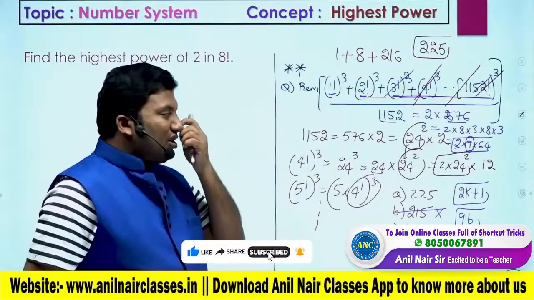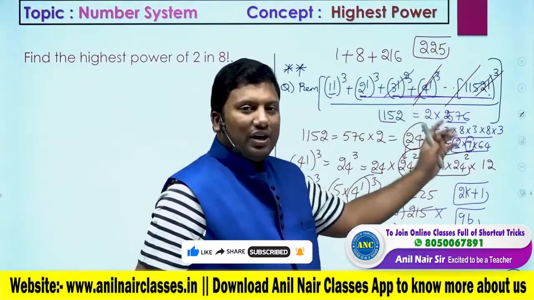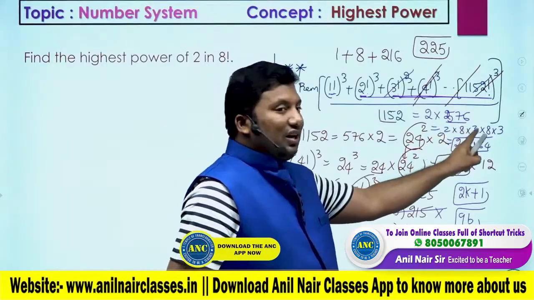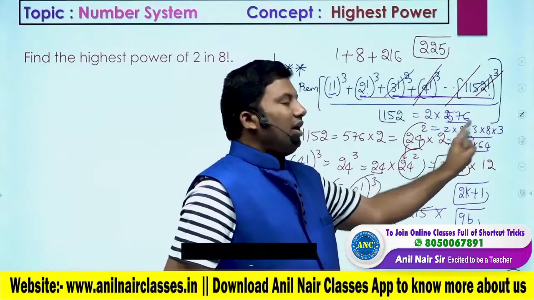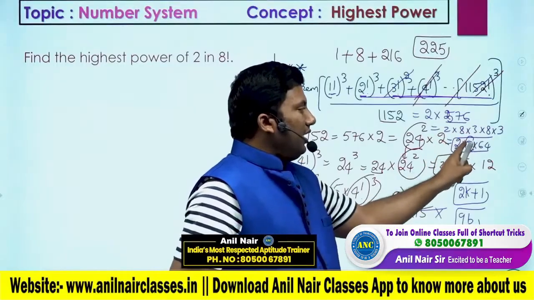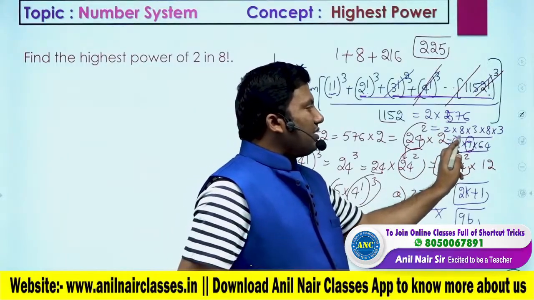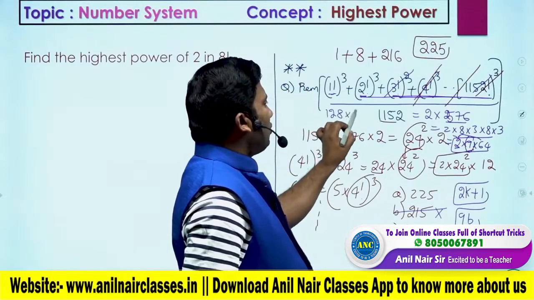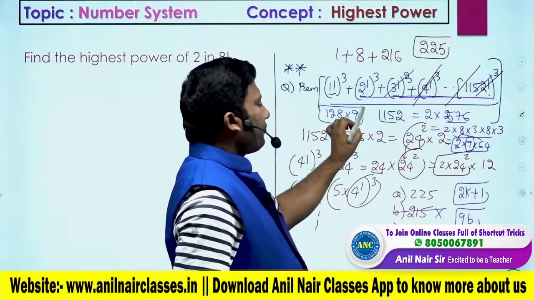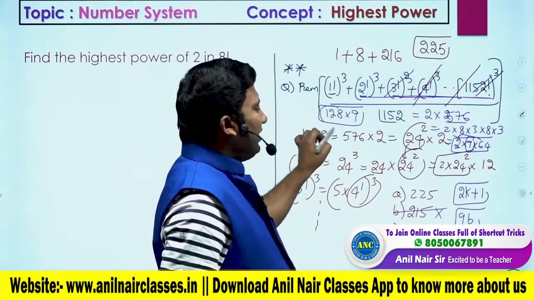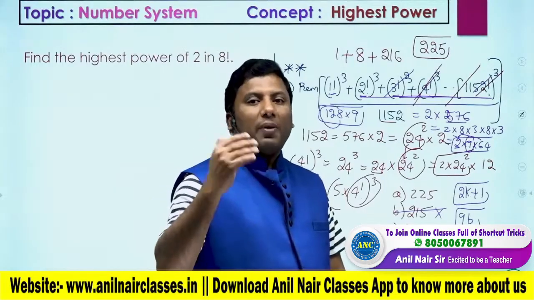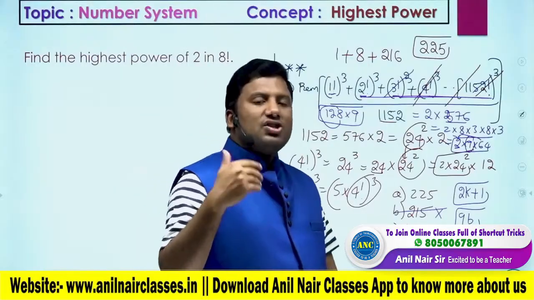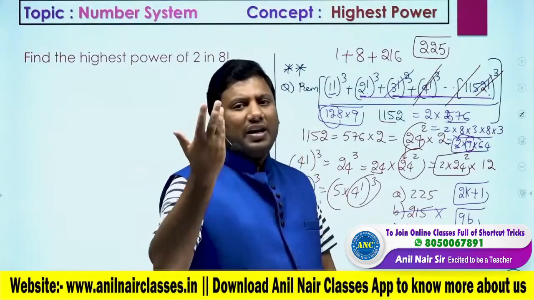In case this logic does not strike, 1152 is 2 into 576. 576 is 24 square, 8 into 3, 8 into 3. 3 into 3, it is 9. So you can do it as 128 into 9. Just to check, 128 is 2 power 7. Last 7 digits should be divisible by 128. If a number is not divisible by 2, how can it be divisible by 4?